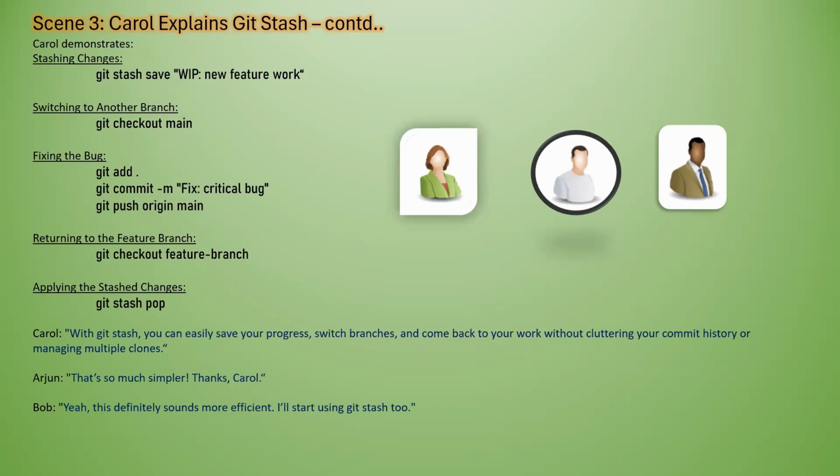First, you will stash your changes by using the command git stash save, giving an optional name. Then switch to the main branch or another branch, and make the changes and fixes. You will follow the normal process: git add dot, git commit, and git push origin. Then after completing your fix for the critical bug, you will return to the feature branch with git checkout feature branch. Then if you want to get your stash back, you will just use the command git stash pop.